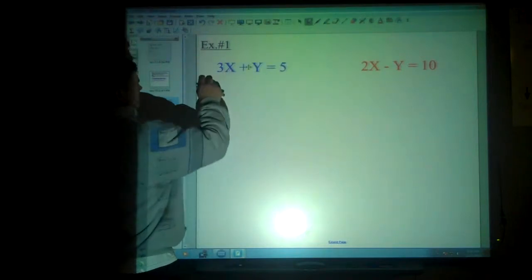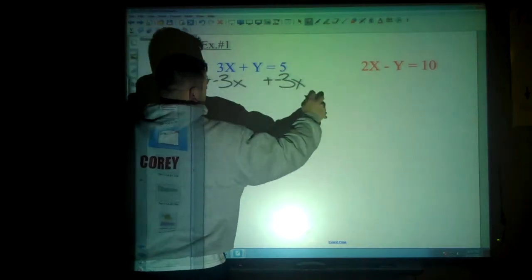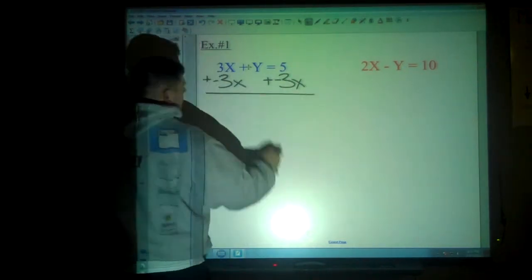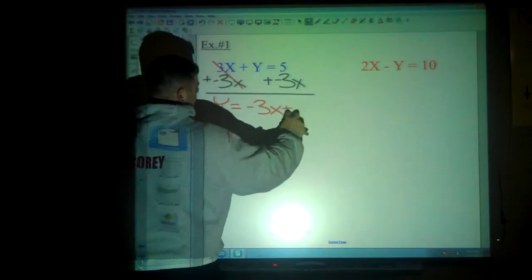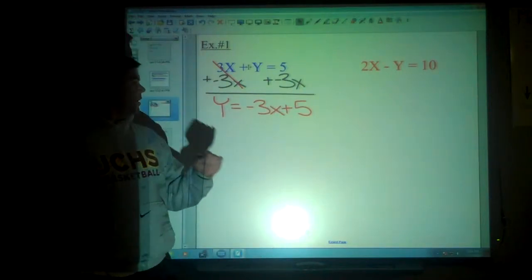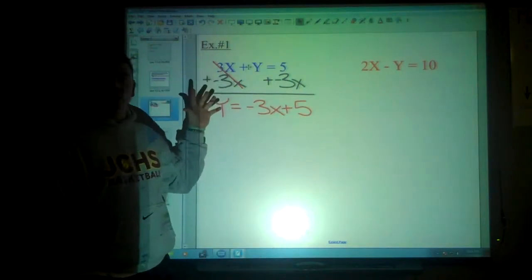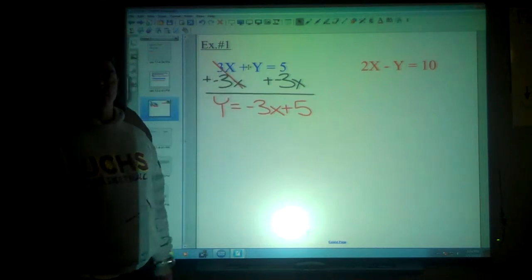One of the easiest might be to add negative 3x here, which means you have to add negative 3x on the right side too. So these cancel out. y now equals negative 3x plus 5. So we have succeeded in step 1. We have one variable of one of the equations completely alone. It doesn't matter which one, so we chose the easiest for us.